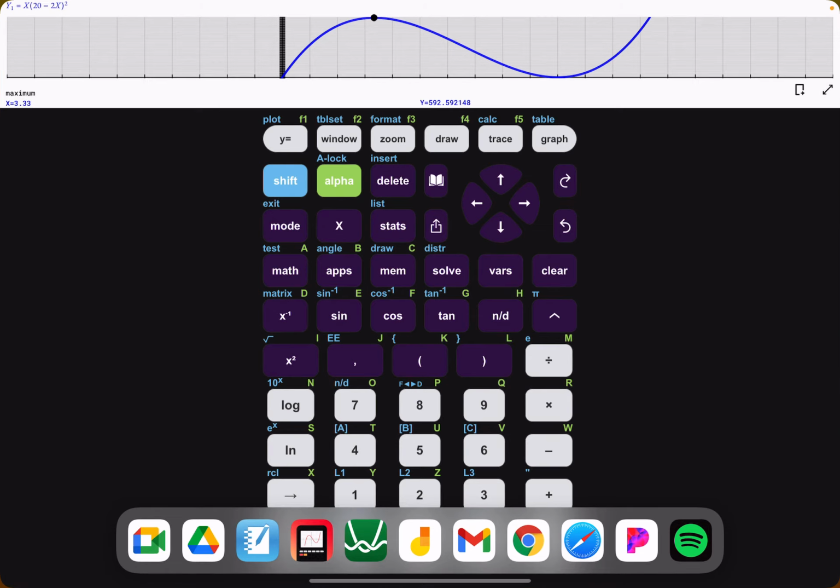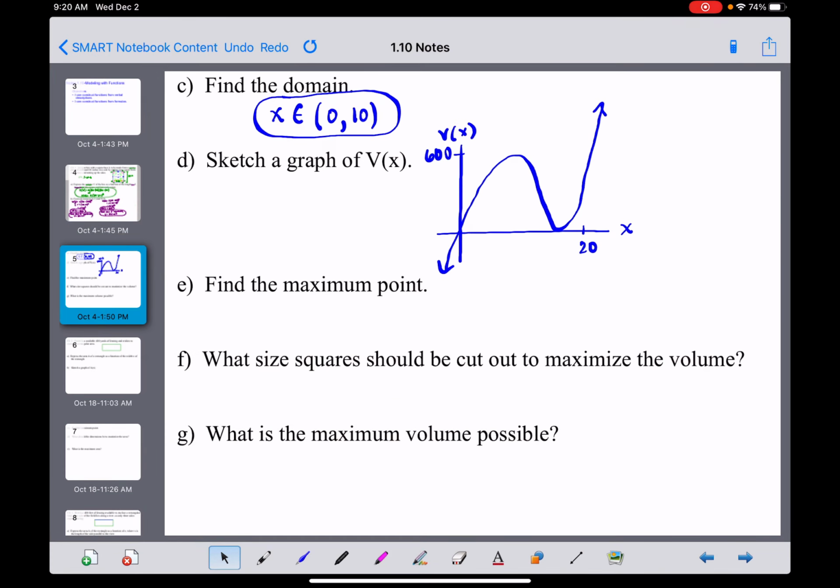Okay. So that would be my maximum point. 3.33, comma, 592.59. Desmos will do that as well, and I'll show you on Desmos on the next one, so I'll show you both of them. So then the question says, what size square should be cut to maximize the volume?